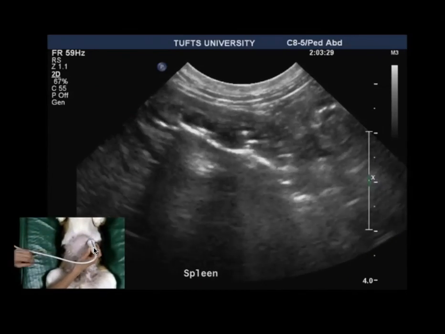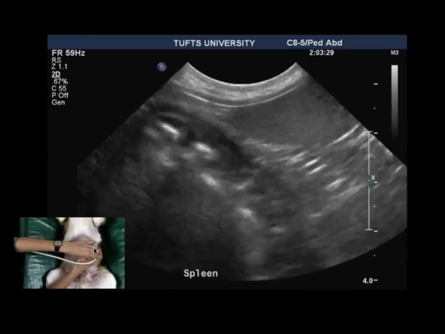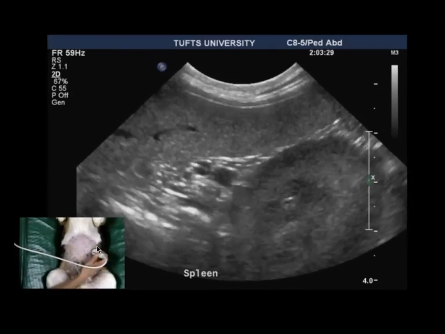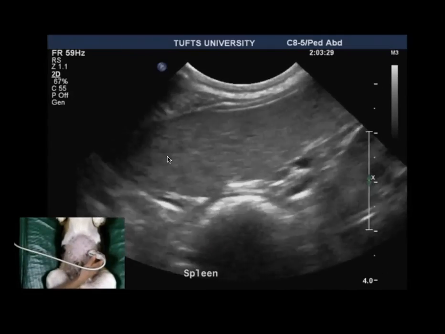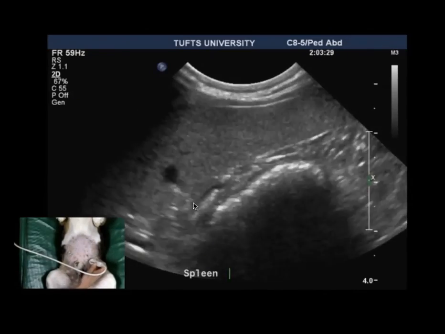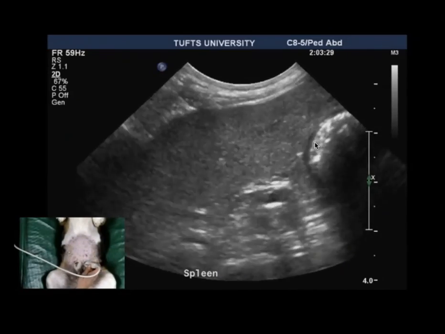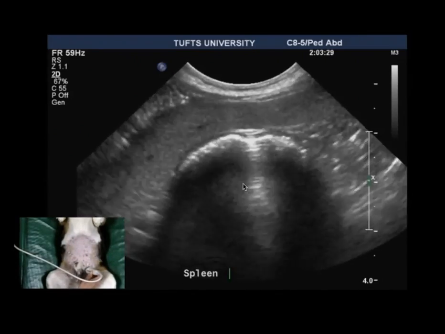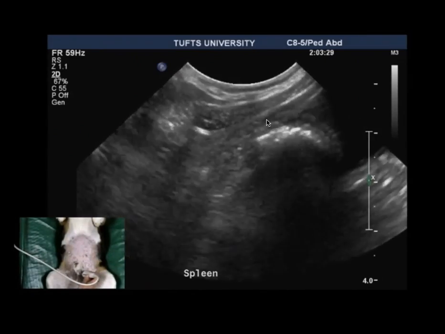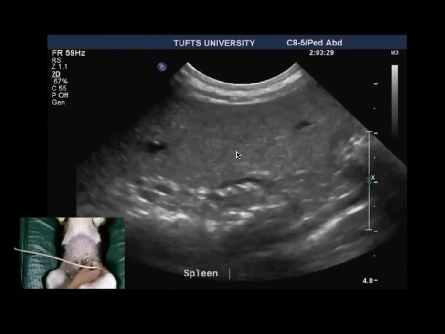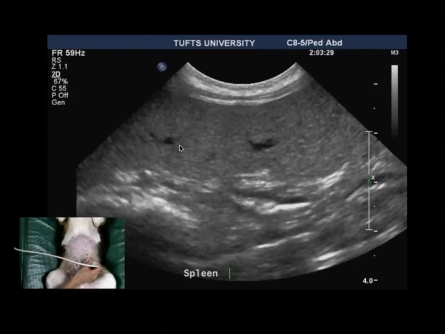The probe is then rotated 90 degrees in the transverse plane. The marker is now to the right of the dog, and the spleen is displayed from cranial to caudal. Medially and dorsally, we can see small bowel segments and colon associated with shadowing and reverberation artifact. The splenic vessel appears as regularly spaced anechoic structure within the splenic parenchyma.